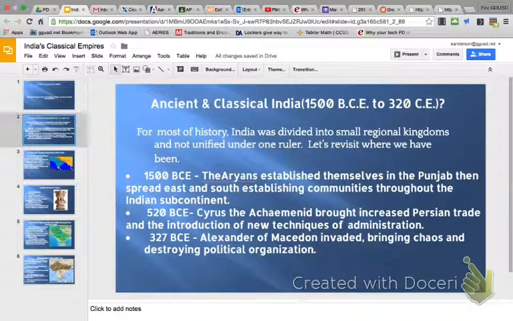However, in 520 BCE, what you studied in Persia, Cyrus and the Achaemenids brought increased Persian trade with this Vedic age, and they bring new techniques of administration, and the Vedic age practitioners and regional kingdoms start utilizing this. And in 327 BCE, which we're going to be talking about tomorrow, you get the Hellenistic introduction with Alexander of Macedon invading, bringing chaos and destroying political organization.